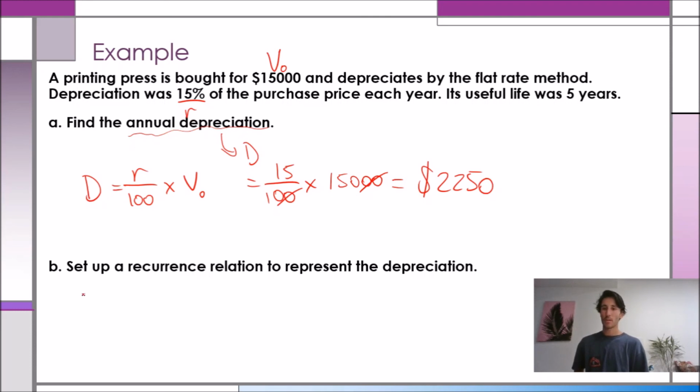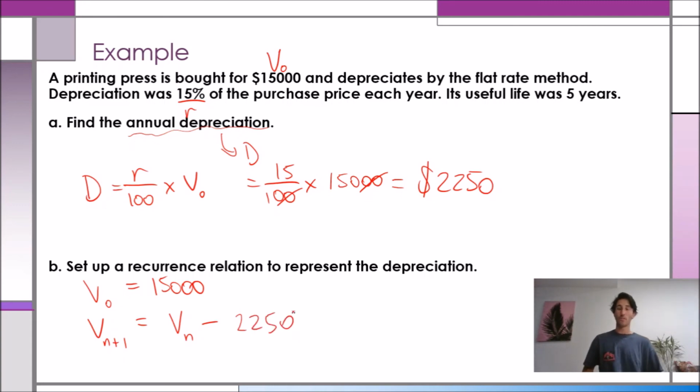Set up a recurrence relation to represent the depreciation. All right. Remember, recurrence relations have V0, and we know the V0 is 15,000, and recurrence relations also have Vn plus 1. We see that it's flat rate, so we know it's linear decay. Linear decay looks like Vn minus D. Now we already know what D is. We just calculated it. It's 2,250. And that's it for depreciation.